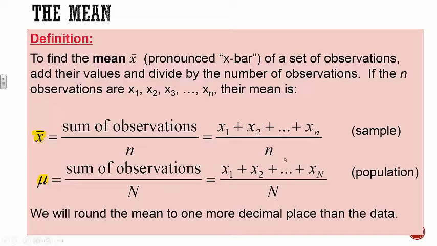Now, I gave you guys two formulas, one's for the sample, one's for the population. They're essentially the same formula. It's just that one has little n, which represents the sample, and one has big N, which represents the population. The only other difference is the symbol that we use to identify that it's the mean. For a sample, we use X bar, and for a population, we use mu.